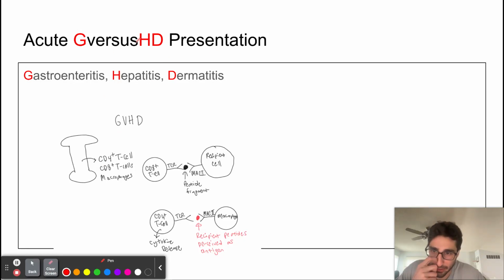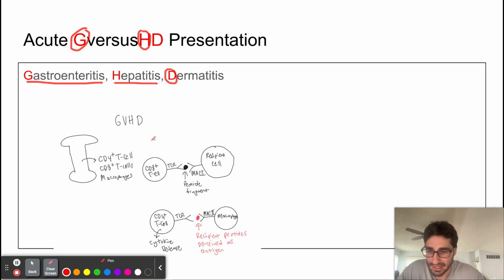And a mnemonic that I use to remember this triad is that the G is going to be for gastroenteritis. So the patient had diarrhea as well as abdominal pain. In the host part, I remember this as hepatitis, the H for hepatitis. They sometimes will give you elevated liver enzymes in questions, and this is also going to be part of the classic triad for acute graft versus host disease. And the D is for dermatitis. So the patient had a maculopapular rash.